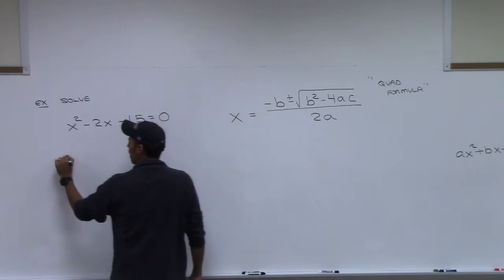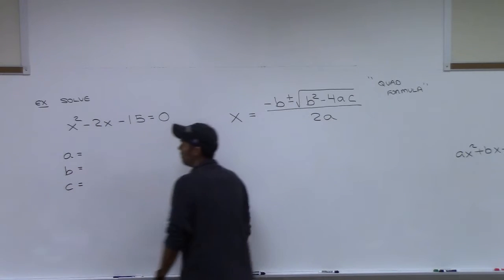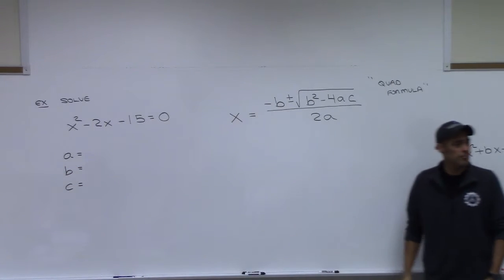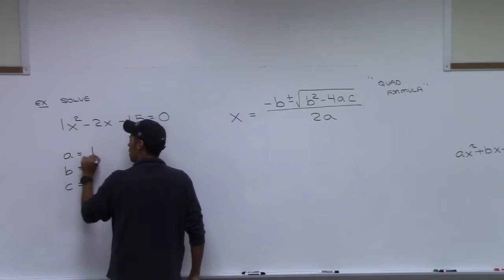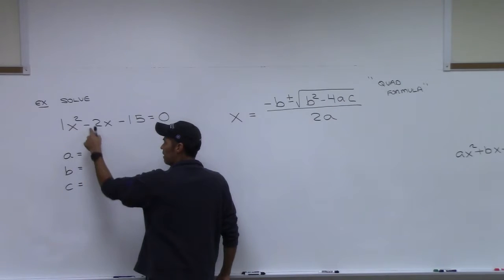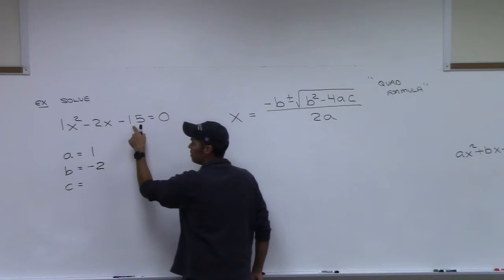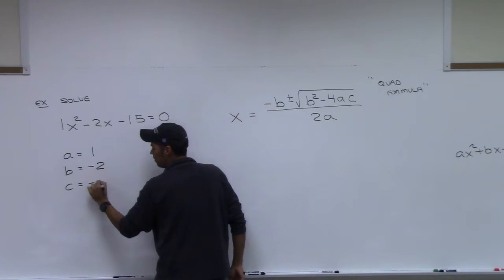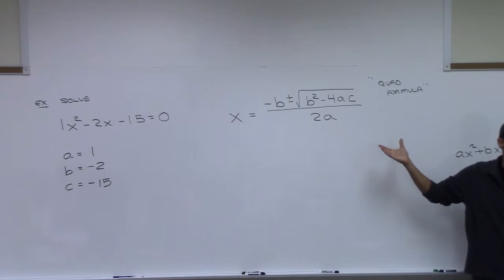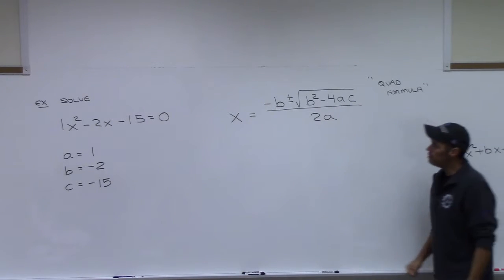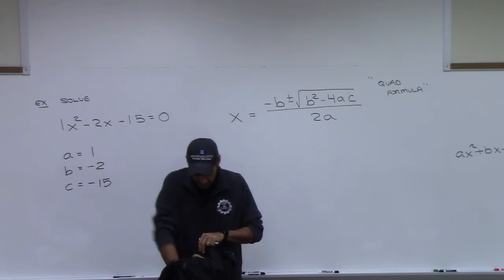So what we're going to want to do now is just identify what A is, what B is, and what C is. So what is A? 1. It's the number in front of x squared, right? Which is this number, which is 1. B is negative 2, so make sure you pick up that sign. It's negative 2. And C is this number, so negative 15. Once you have the three numbers identified, we just go right into the formula. Okay? So we will need our calculators for this today. So if you have your calculator, make sure you have it handy.